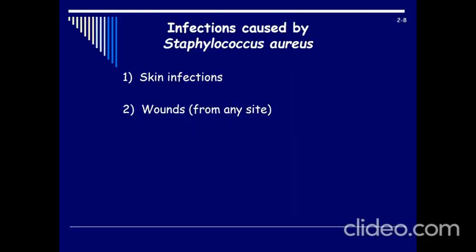The second common way that we have Staphylococcus aureus causing infections is by wounds. And really from any site, but if you think about it, Staphylococcus aureus is normal flora on the skin. So anytime we open up that skin, by trauma, scrape, surgery, etc., it's very opportunistic. So if it gets its chance to get in and cause problems, it likely will.